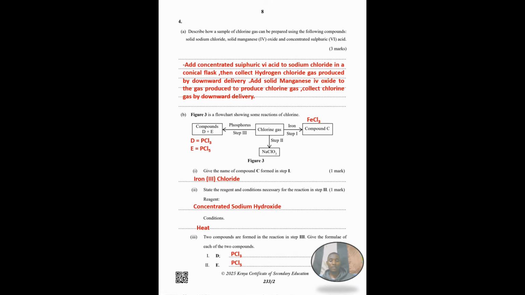And the reason as to why I've made D to be phosphorus 3 chloride and E to be phosphorus 5 chloride is because the smaller chloride, the one with fewer atoms, will come first, and then the other one comes later. So we have D coming first then E. So phosphorus 3 chloride and phosphorus 5 chloride are the correct answers to Roman number 3.